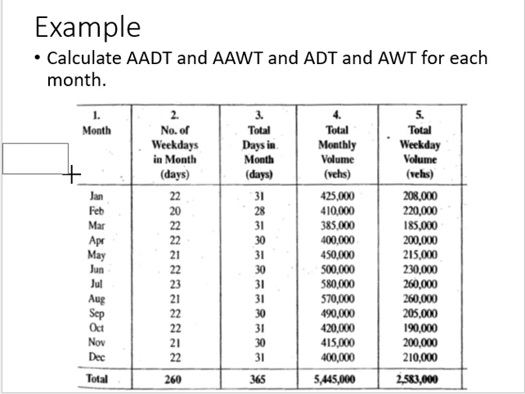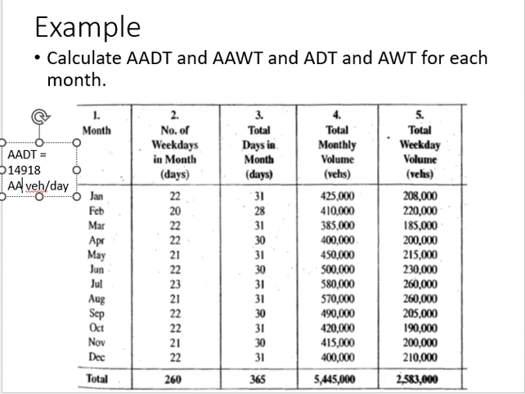100,000. Yes, how much? 14,917. Okay, so for this one, we had the traffic of each month, we took the total divided by the total number of days. AADT. Clear? Any problem in this one?